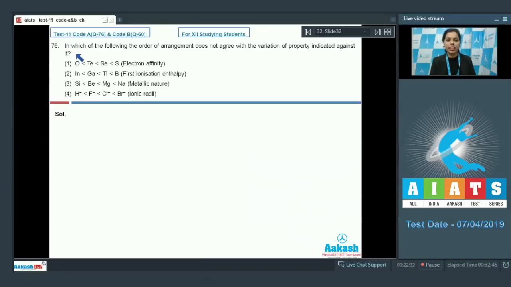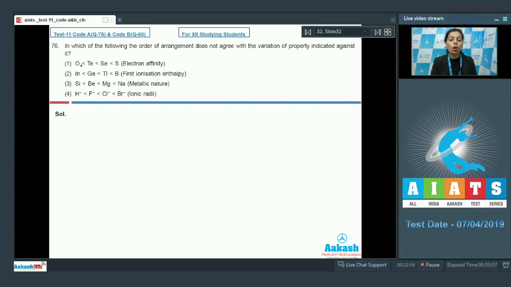Question number 76. In which of the following does the order of arrangement not agree with the variation of property indicated against it? Let's check the first property, electron affinity. In the given order, oxygen is given first, then tellurium, then selenium, and then sulfur. And this order is correct here.